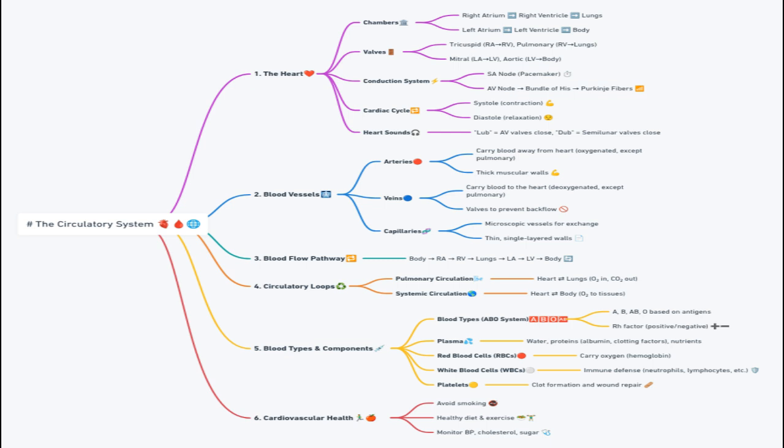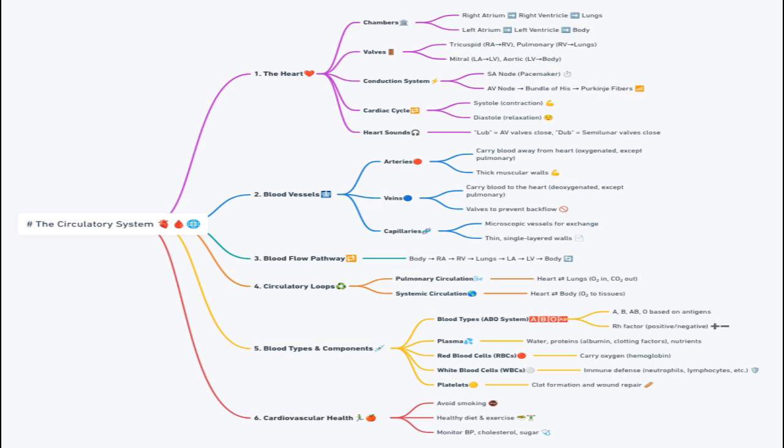So the plasma is the liquid portion of the blood that contains the clotting factors, hormones, antibodies, dissolved gases, nutrients, and waste. With the blood, erythrocytes, that's the red blood cells, they carry hemoglobin and oxygen, do not have a nucleus, and live only about 120 days. They do not repair themselves.